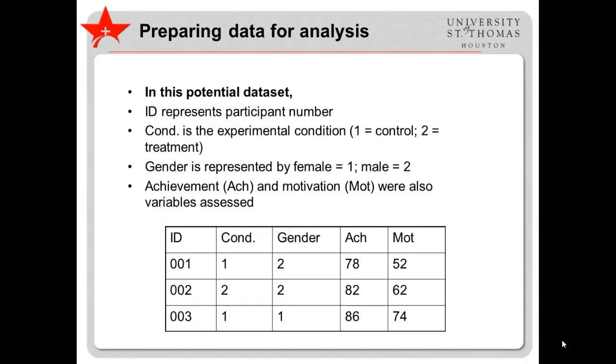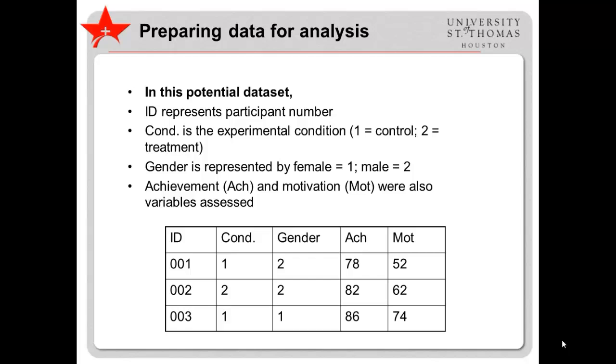Here is an example of a data set with a few rows of a spreadsheet. In this data set, ID represents the participant number. COND represents the experimental condition. In this case, 1 means control group and 2 means treatment group. For gender, female is coded 1 and male is coded 2. Finally, ACH and MOT are the participants' achievement and motivation scores, respectively.